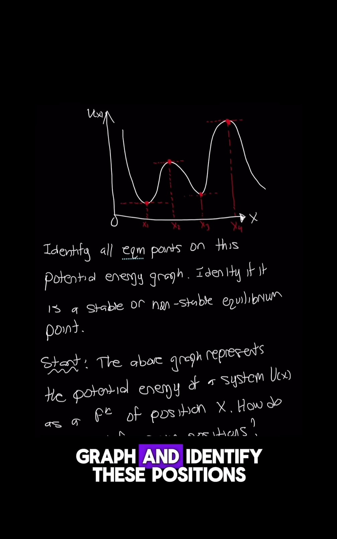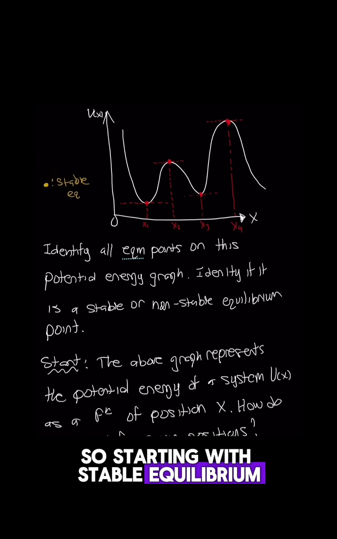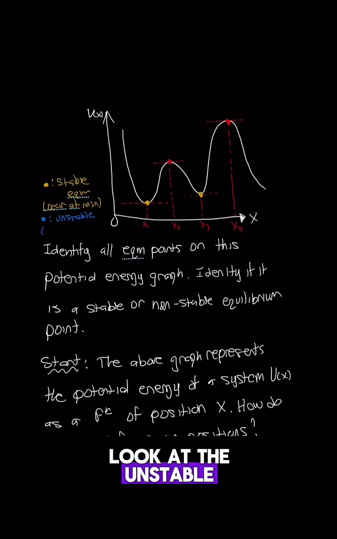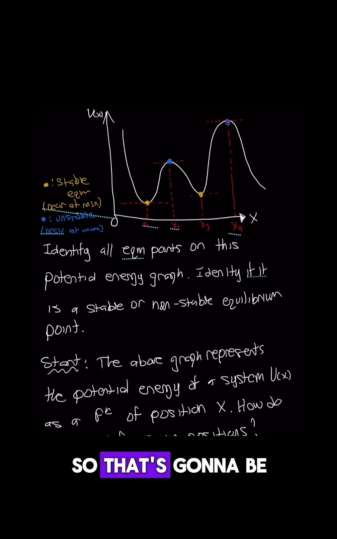So now we can go back to the graph and identify these positions. Starting with stable equilibrium, this occurs at the minimum points, which is going to be x1 and x3. And then we can look at the unstable equilibrium points. These occur at the maximum, so that's going to be x2 and x4.